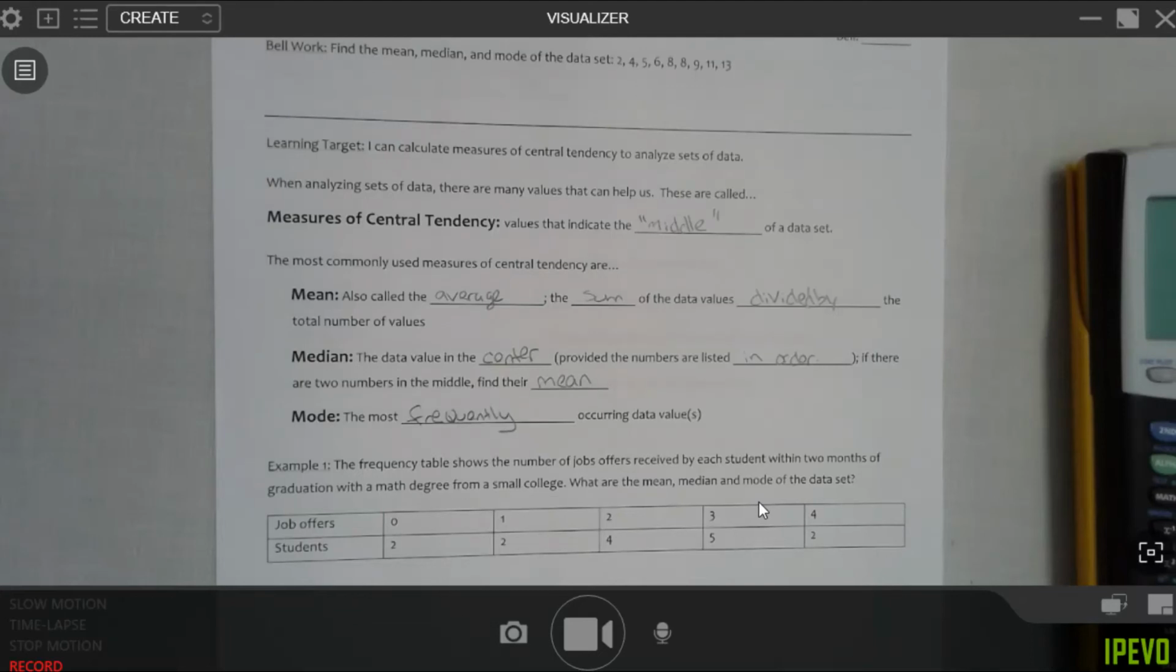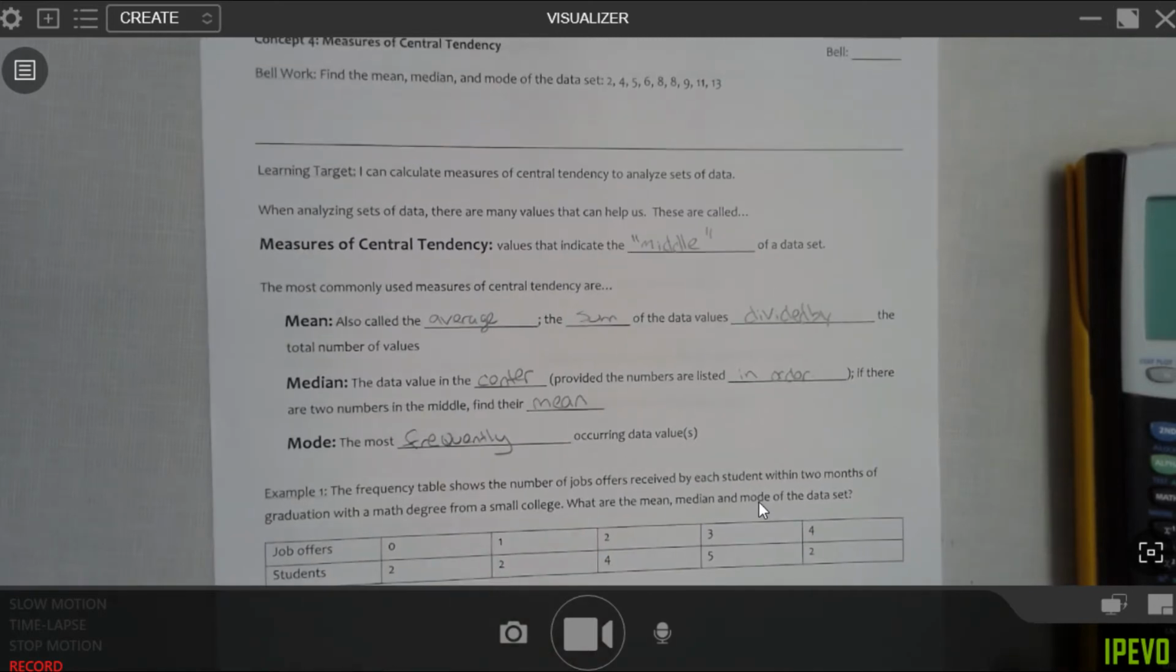All right, so today we're going to be talking about mean, median, and mode. And it's going to be a little bit different than what you learned before, but let's review the old way that we know how to do these things.